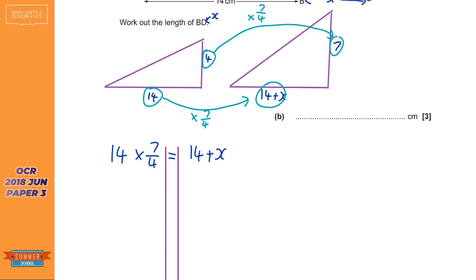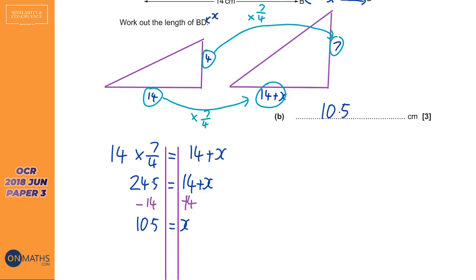So this is a calculator question, so I'm going to do it on calculator. 14 times 7 over 4, and I get 24.5. So 24.5 equals 14 plus x. I'm going to take away 14 from both sides, and that gives us 10.5 equals x. So BD, which we called x, is 10.5.